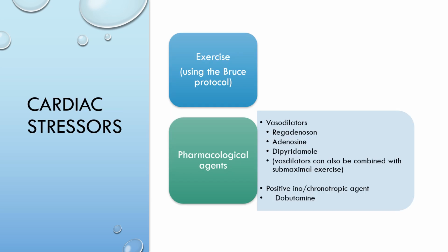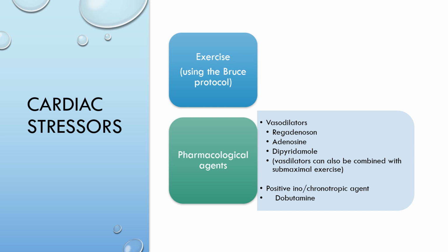So how do we stress the heart? Two main types of stressors. We have exercise using the Bruce protocol, and then we also have pharmacological agents. So what do these agents do for us? They're basically vasodilators and positive chronotropic agents. The vasodilators would directly open up the coronary vessels or test the coronary blood reserve, the coronary vasodilatory reserve. Examples are regadenoson, adenosine, dipyridamole. Vasodilators can also be combined with submaximal exercise.